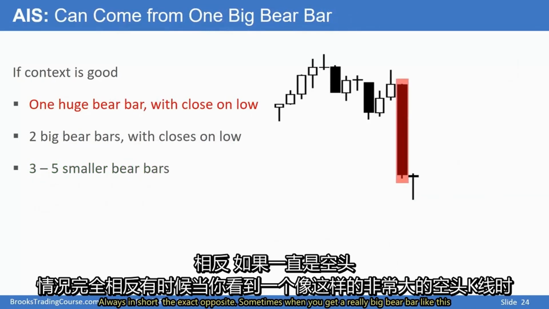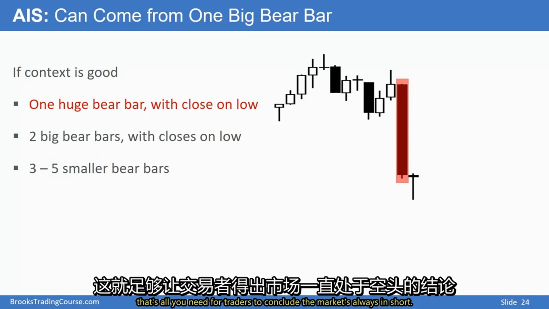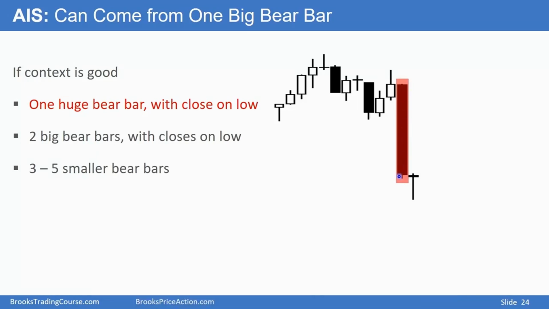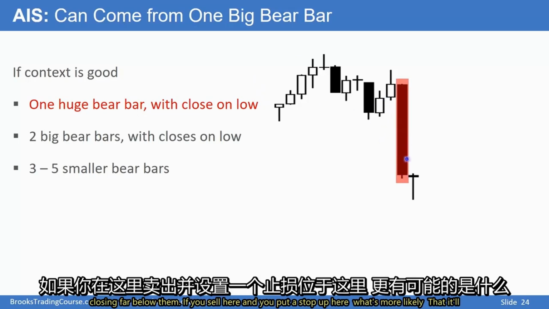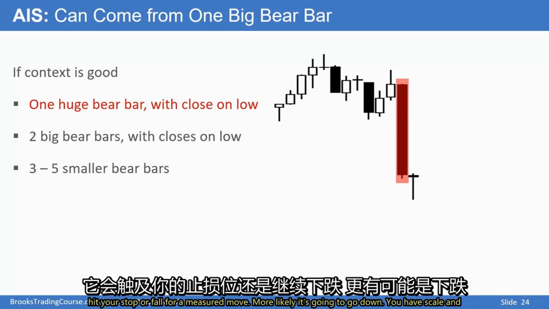Always in short, the exact opposite. Sometimes when you get a really big bear bar like this, that's all you need for traders to conclude the market's always in short. The biggest bar on the screen, it's a bear bar. It's closing below all of the prior bars, and it's closing far below them. If you sell here and you put a stop up here, what's more likely, that it'll hit your stop or fall for a measured move? More likely it's going to go down, right?